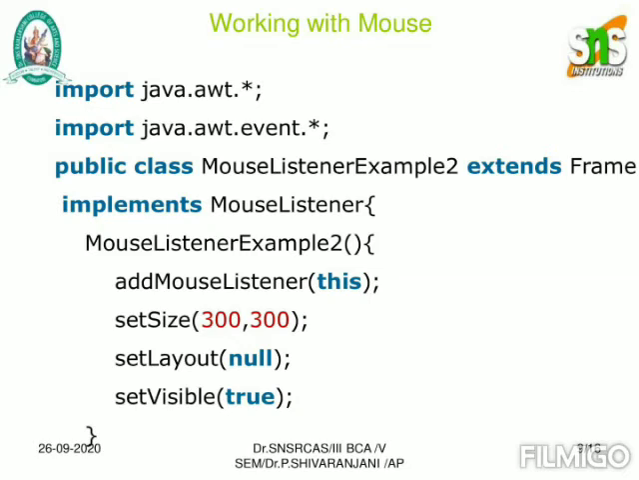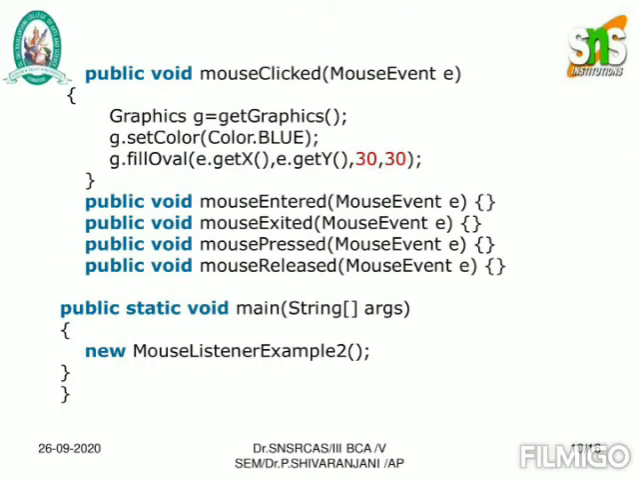The next step is that I have created a constructor for the class. Inside the constructor, I have added the mouse listener, and I'm setting the size of the window as 300, 300, and setting the layout of the window as null, meaning there is no layout for the window. We'll see what the layout is later. And I'm setting the visibility of the window as true.